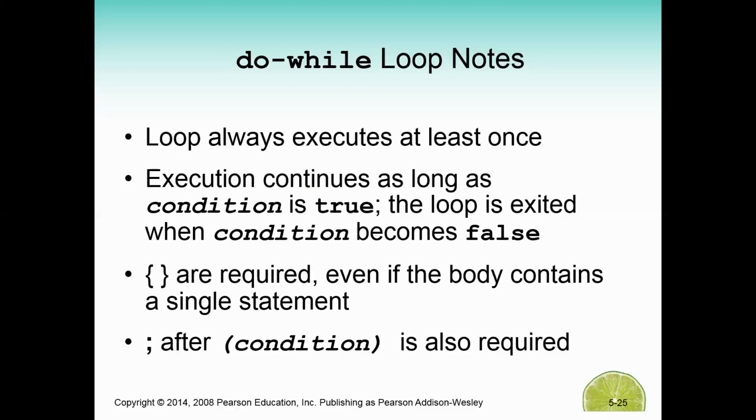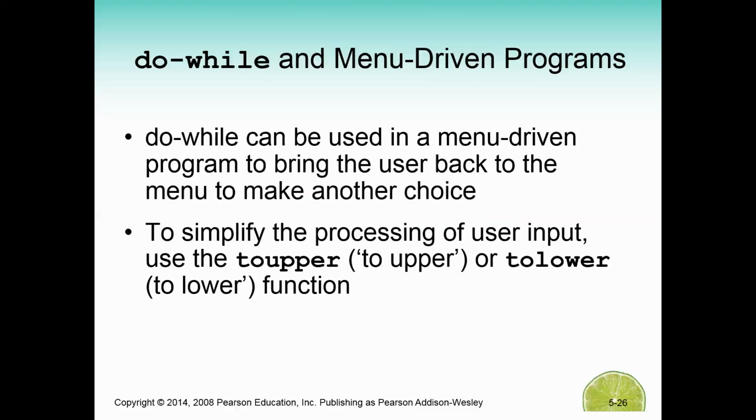So the do while loop always executes at least once, which is what I have been explaining. The execution is going to continue while the condition is true. It's going to exit only if the condition is false. The curly braces are required even if the body contains a single statement. And we always have the semicolon after the condition. That is required. So that's another difference that we have.